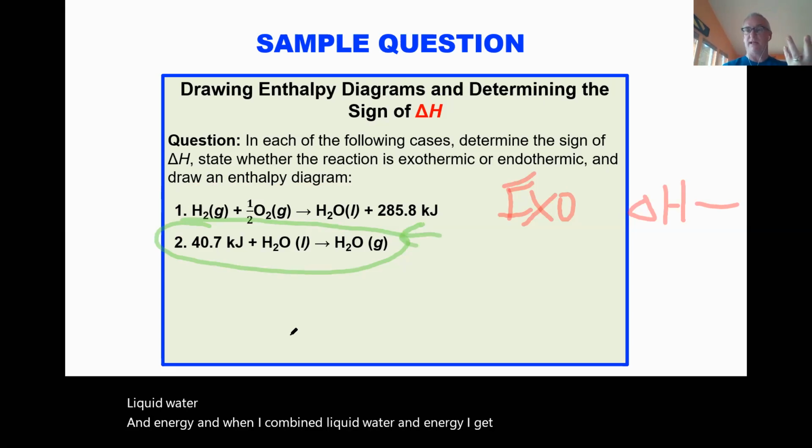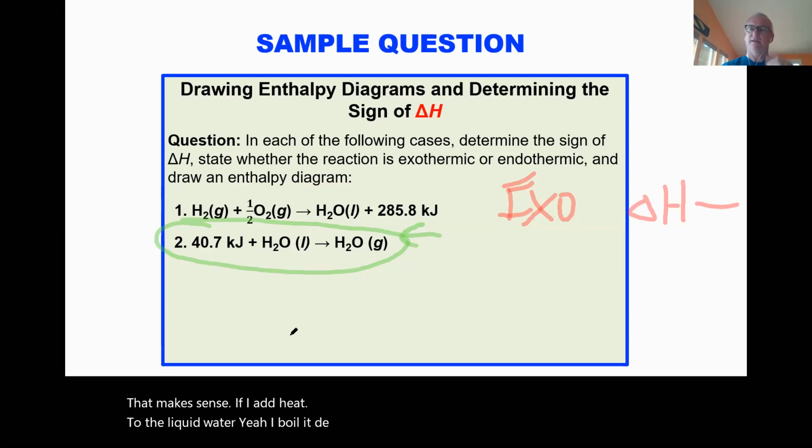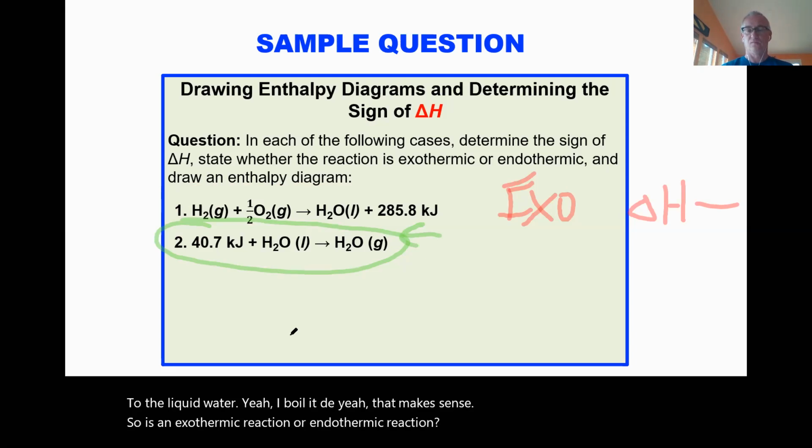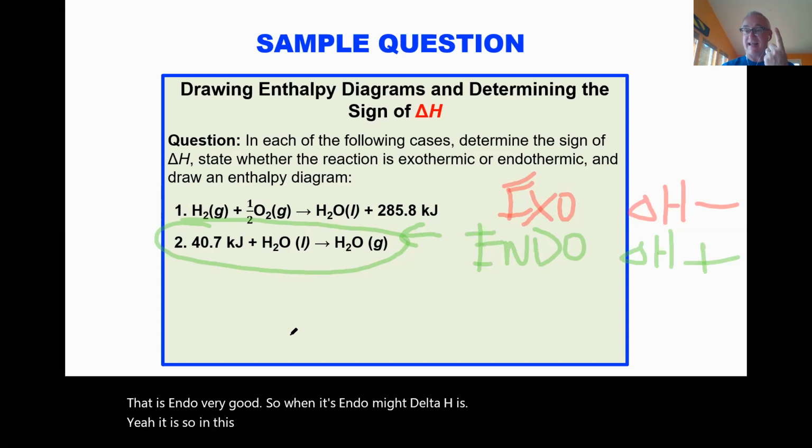And you think about it, well, that makes sense. If I add heat to liquid water, yeah, I boil it. Duh. That makes sense. So is that an exothermic reaction or an endothermic reaction? Endothermic. That is endo. Very good. So when it's endo, my delta H is positive.